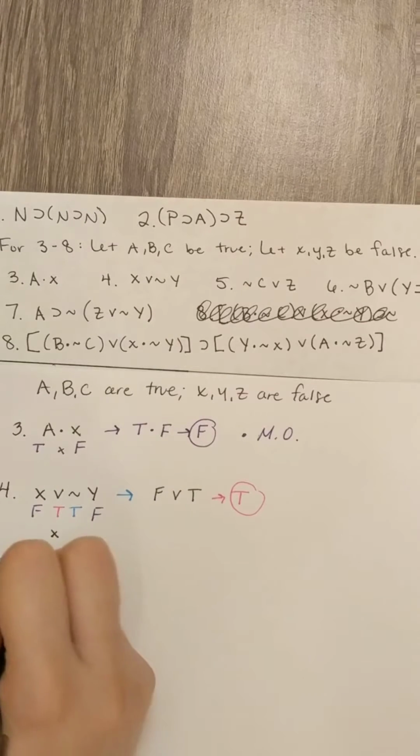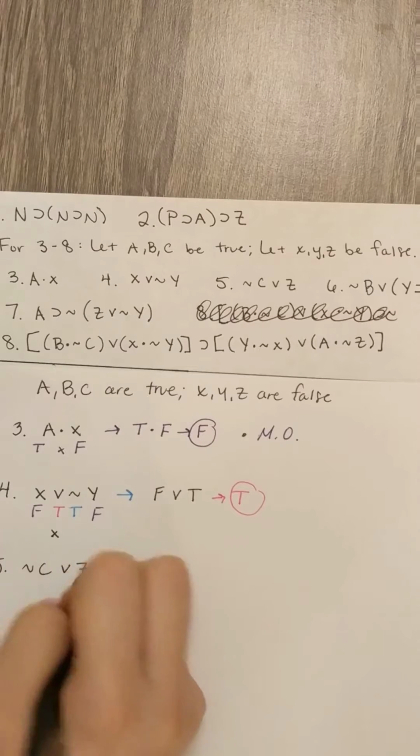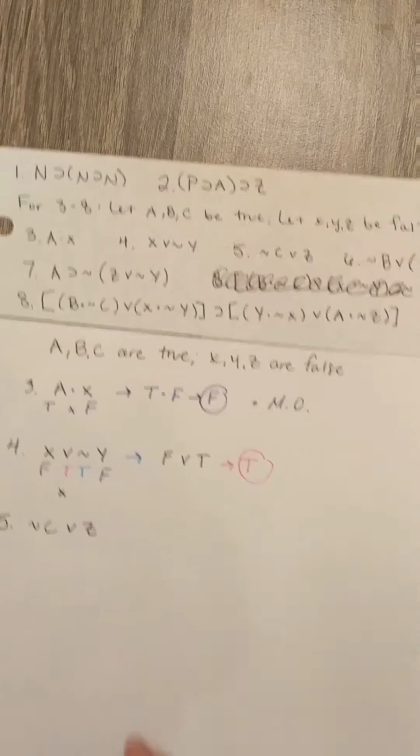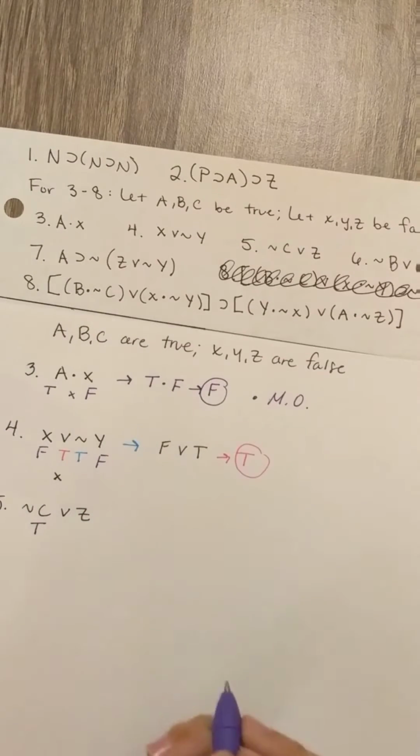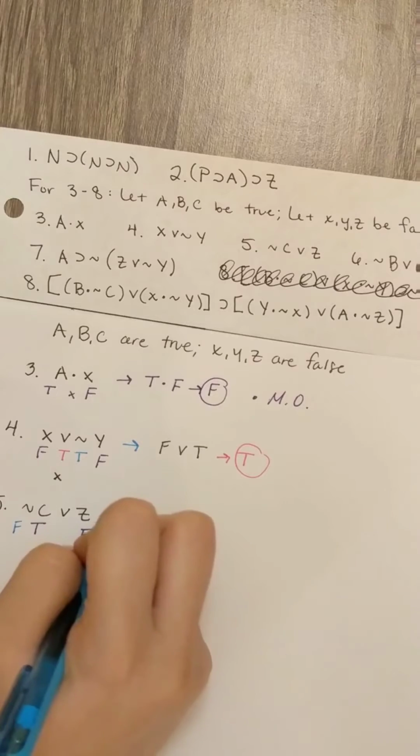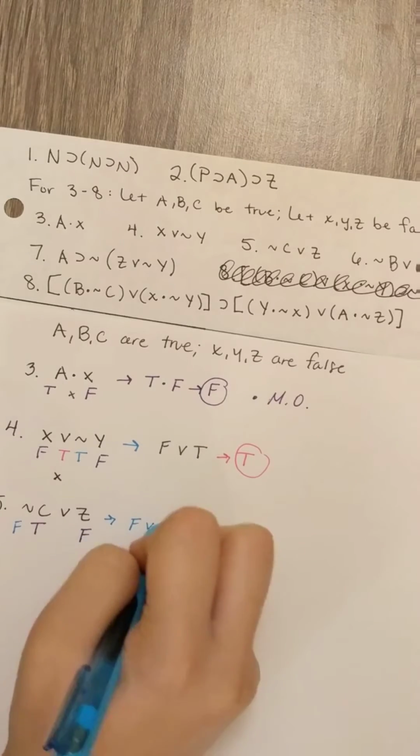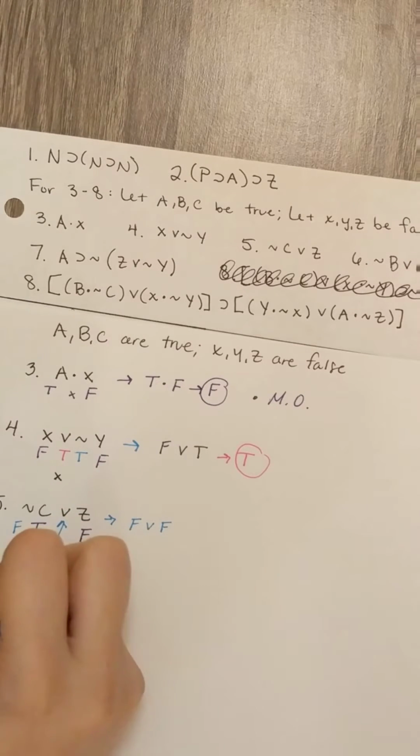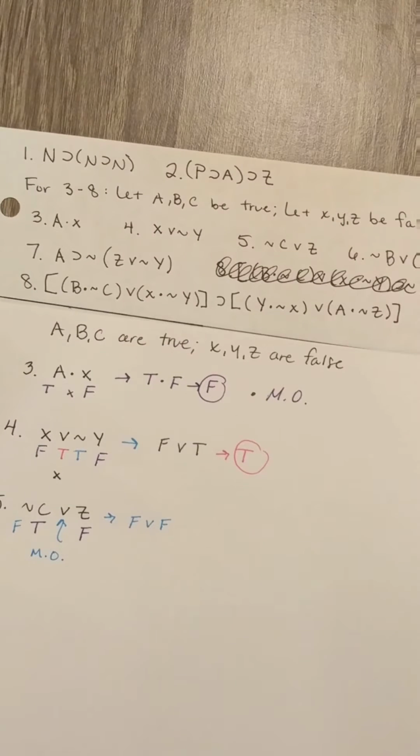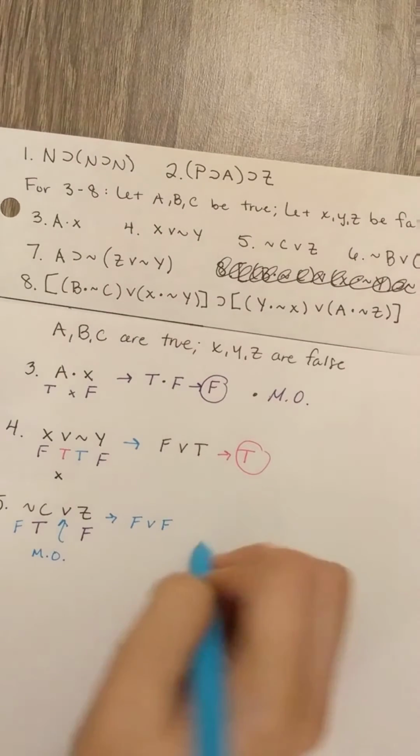And then 5 is not C or Z. So C is true, Z is false, not true is false, so this becomes false or false. So again, the wedge is the main operator. And false or false is false.